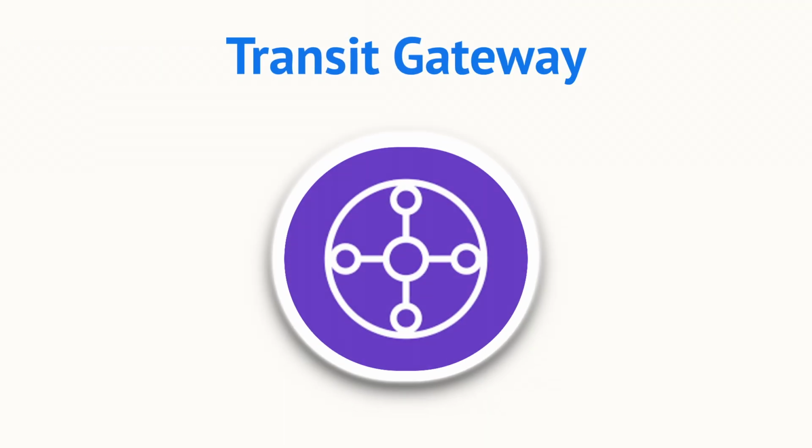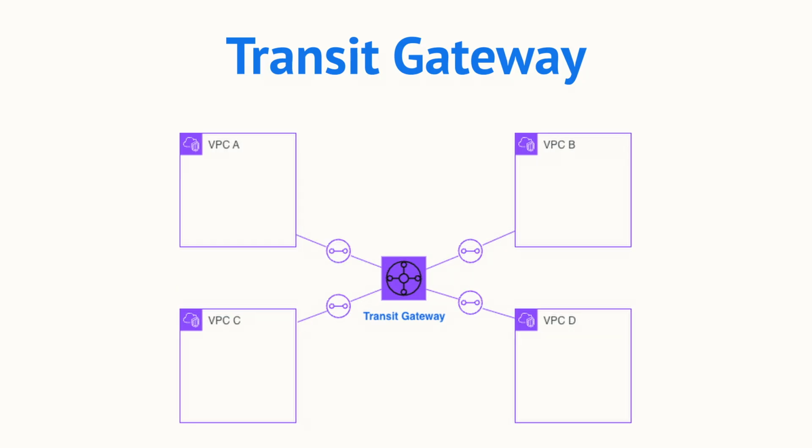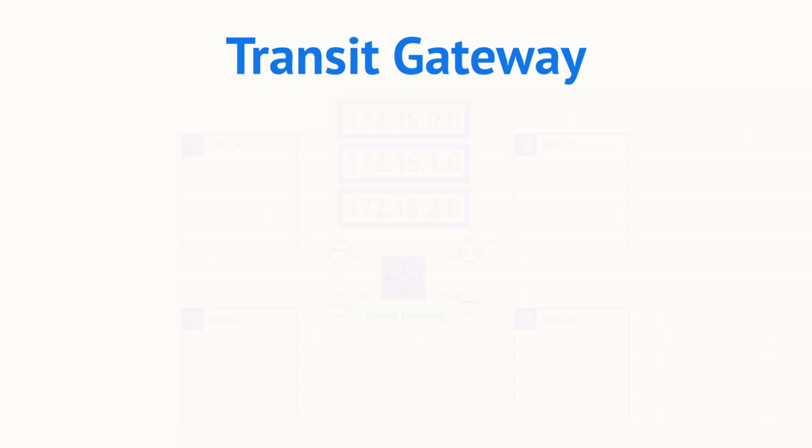Transit Gateway is AWS's central hub. Instead of creating lots of point-to-point connections between VPCs, you attach each VPC to a Transit Gateway once. Each of these connections is a Transit Gateway attachment. Then, the Transit Gateway uses route tables to decide which VPCs can talk to which other VPCs.